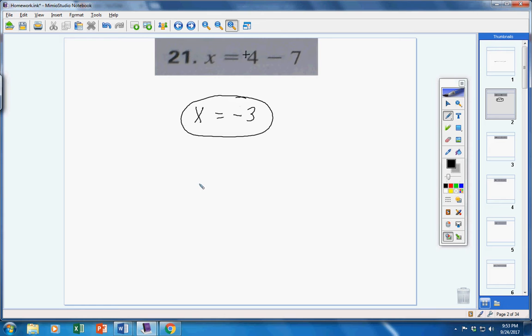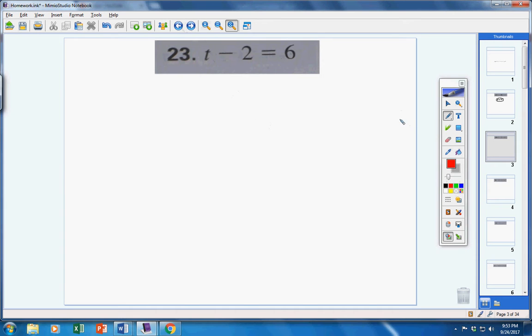Alright, moving on to number 23. Step 1, simplify both sides. We cannot simplify this side. We have a d term and a constant term. They are unlike terms. And on the right side over here, there is no simplifying that we can do. So, step 2, get the variable all by itself. Take this negative 2, move it to the other side. When you do that, the negative 2 becomes a positive 2, and t equals 8.